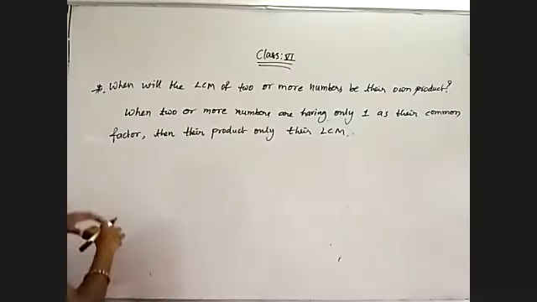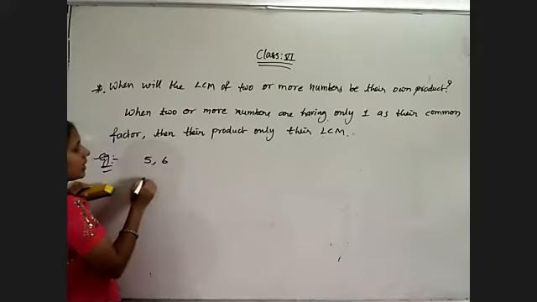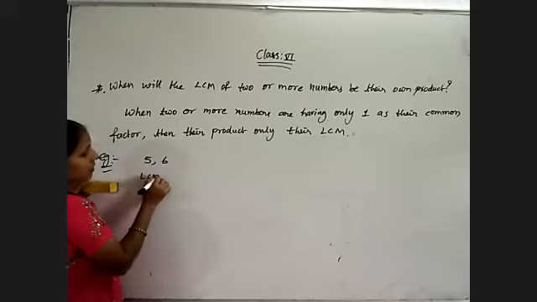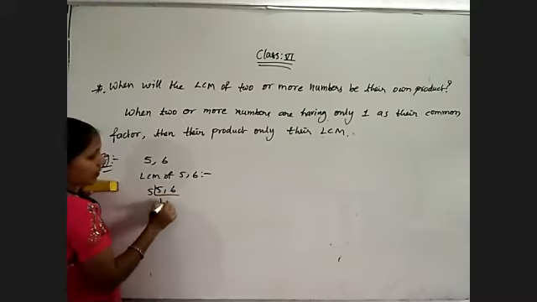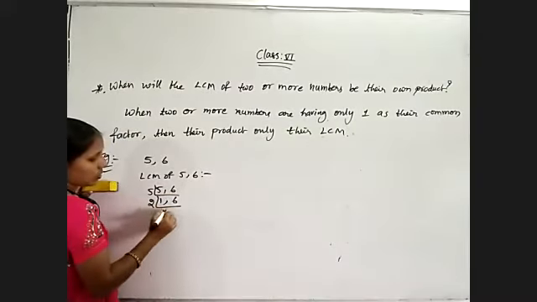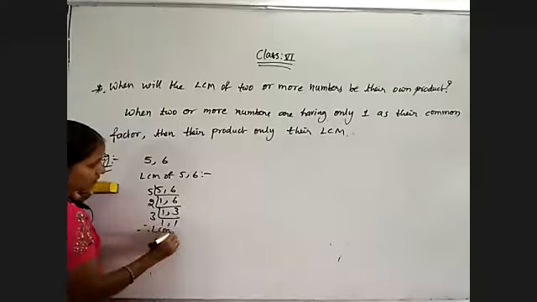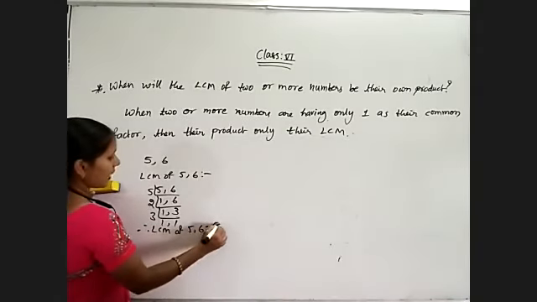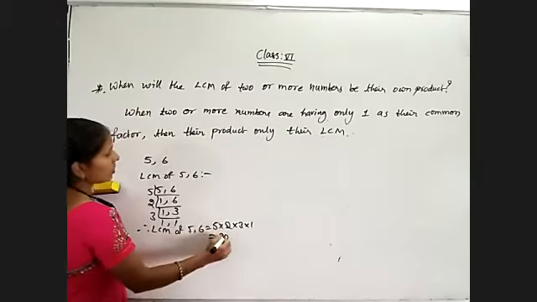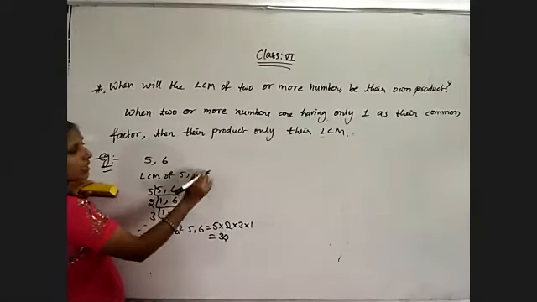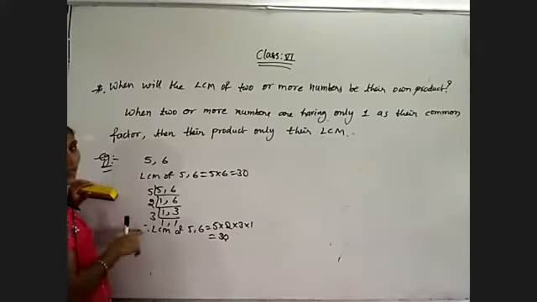Okay, so for example, 5, 6. Find the LCM of 5 and 6 using the division method. 5 1s are 5, 6 as it is we will write, and 2 3s are 6, 3 1s are 3. Therefore LCM of 5 and 6 is equal to 5 into 2 into 3 into 1. That is nothing but 5 2s are 10, 10 3s are 30. So LCM of 5 and 6 is nothing but 5 into 6, which is equal to 30, when they have only one as their common factor.